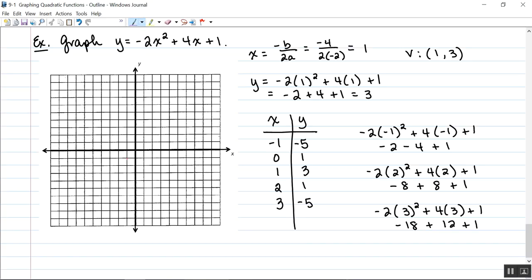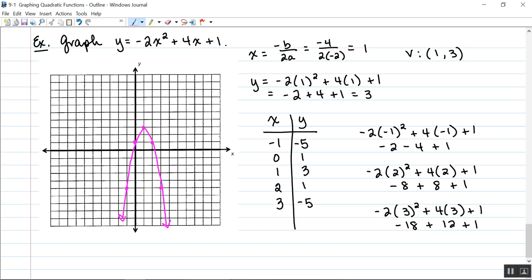So negative 1, negative 5, 0, 0, 1, 1, 3, 2, 1, and 3, negative 5. And it makes sense since my a was negative 2. It's a negative number, so it's going to open downwards and go like that. Try to give it a little bit of curve when you draw it. I always end up making mine too pointy at the top, but it's not a V. It's actually a curve in there.